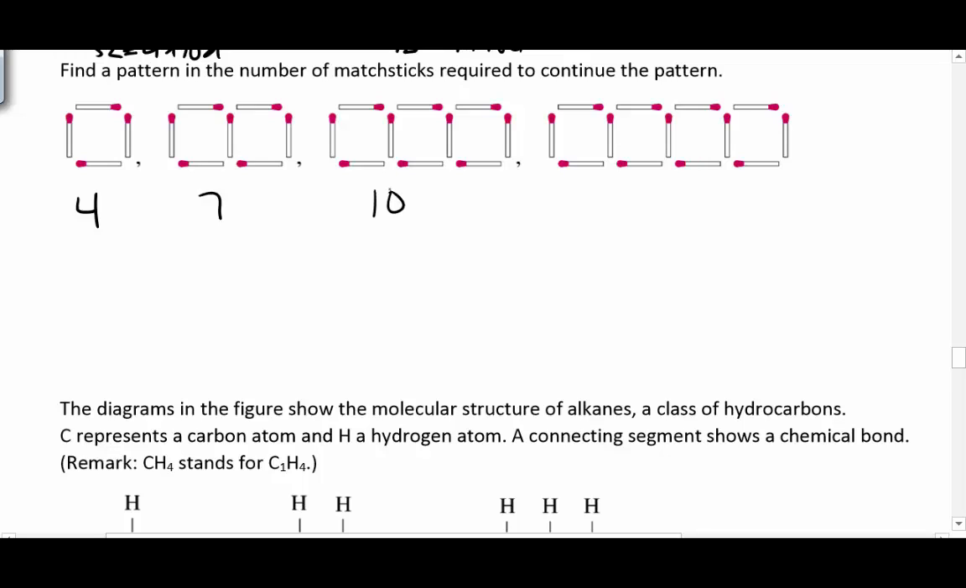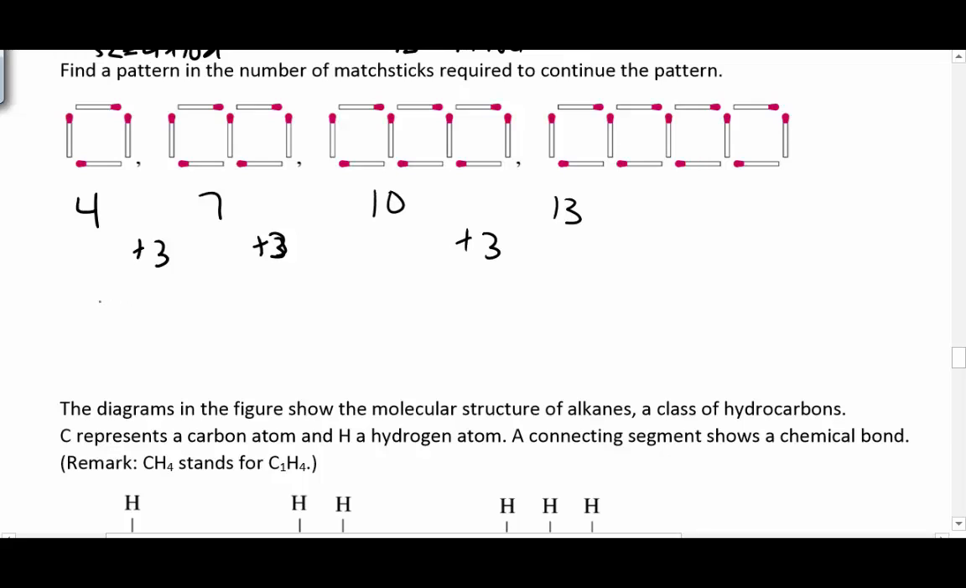Well, let's stop and look for a second. What do we notice is happening here? Aren't we adding 3 every time? Right? And so if the pattern continues, I should get 13. So 4 plus another 3 each time. So yeah, 9 plus 4 is 13. So that's our pattern.